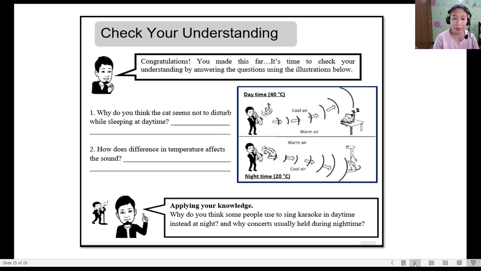Then, compare. Okay, nakikita nyo naman may pag-bending. Bending towards the ground during nighttime and bending away from the ground at daytime. So, applying your knowledge, o kayo nasasagot sa sarili nyo yan: why do you think some people used to sing karaoke in daytime instead of at night? Diba? Why are concerts usually held during nighttime? So, apply nyo na lang yung mga tinuro kanina dun sa lesson.